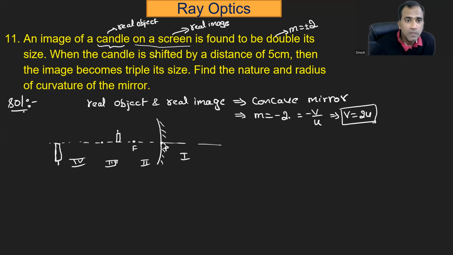Right now, they are saying when the candle is shifted by a distance of 5 centimeters, then the image becomes triple its size. Find the nature and radius of curvature of the mirror. Nature of the mirror means, is it convex or concave? That part we know, right? We know that part.